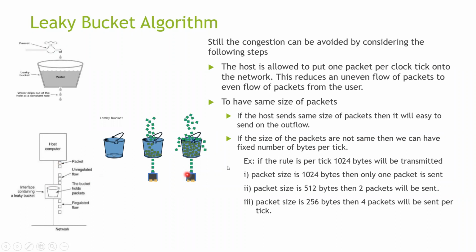That is by using a fixed number of bytes per tick. The tick will be the same, that is 1 millisecond. As per our example, in 1 millisecond we can fix the number of bytes, how many bytes we can send. For example, if the rule is per tick, that is per millisecond, 1024 bytes will be transmitted.